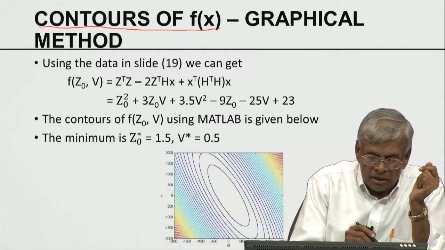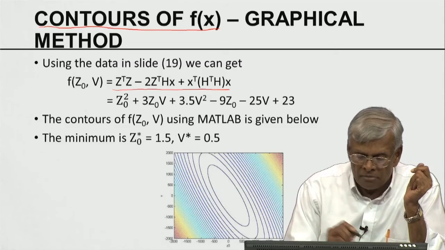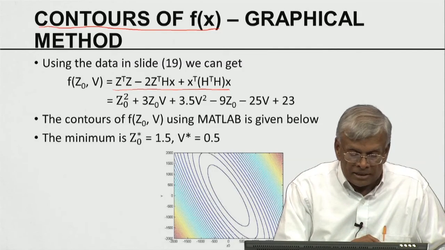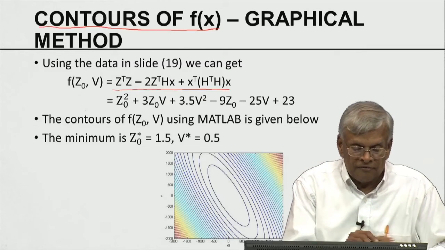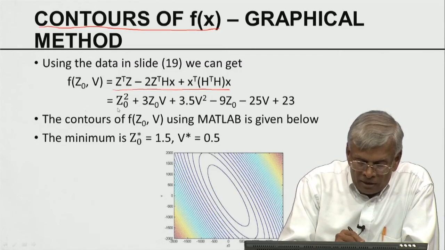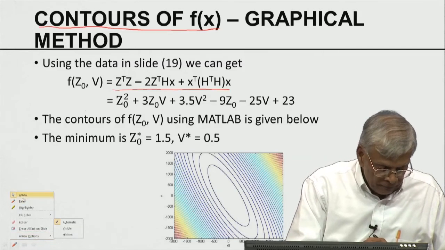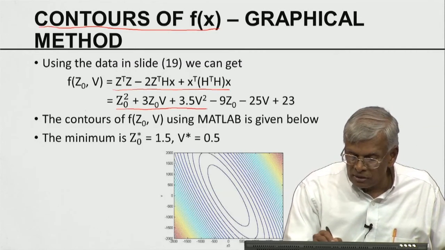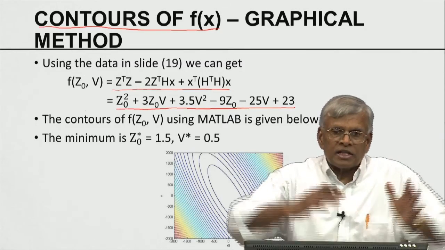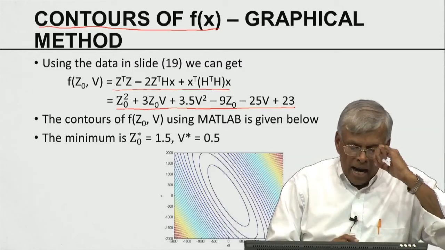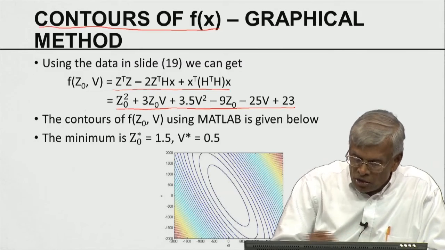Now f of x, x is z naught and v. So f of x has this particular form. For the numerical example that we talked about in this particular case, I have actually computed the f of x. The quadratic function takes this particular form. This is the particular quadratic function. So what is it that we are looking for? This quadratic function is like a bowl sitting, and if you took cross sections of that and projected them onto the plane, they are called contours.